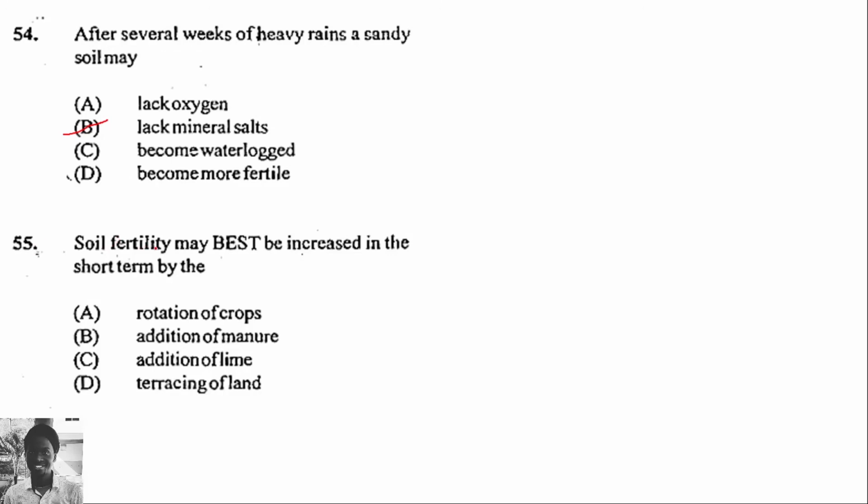Number 55. Soil fertility may best be increased in the short term by the A. Rotation of crops. B. Addition of manure. C. Addition of lime. And D. Terracing of the land. The answer here is addition of, not lime, but addition of manure. Okay, addition of manure.